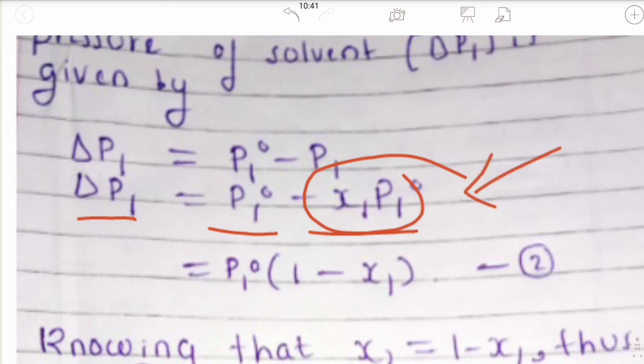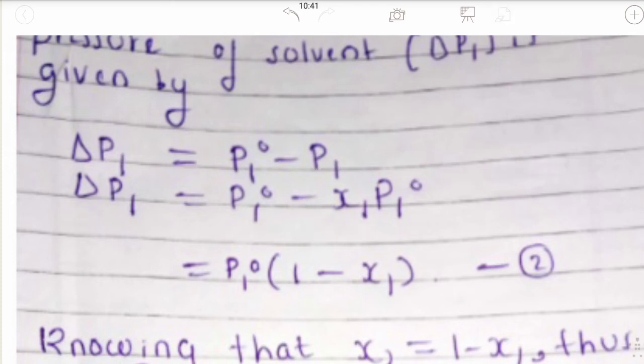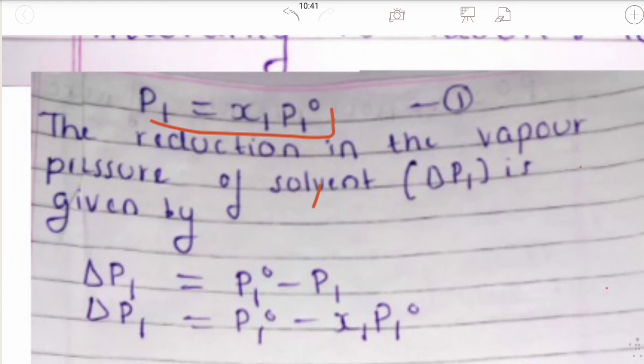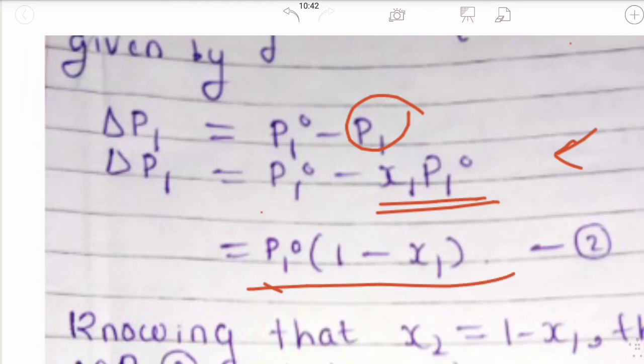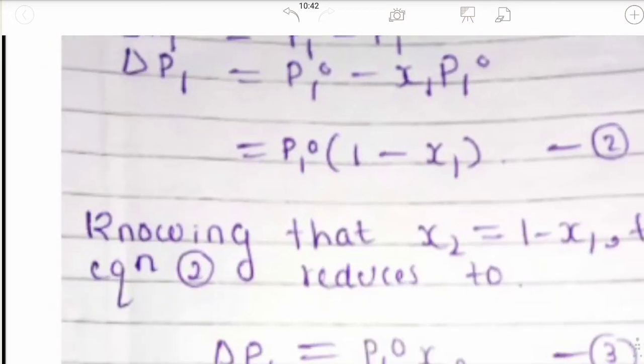This is because we know the formula of Raoult's law, P1 is equal to x1 P1 naught. So delta P1 is P1 naught minus x1 P1 naught. When you take P1 naught common, you get delta P1 is equal to P1 naught into (1 minus x1). This is equation 2.